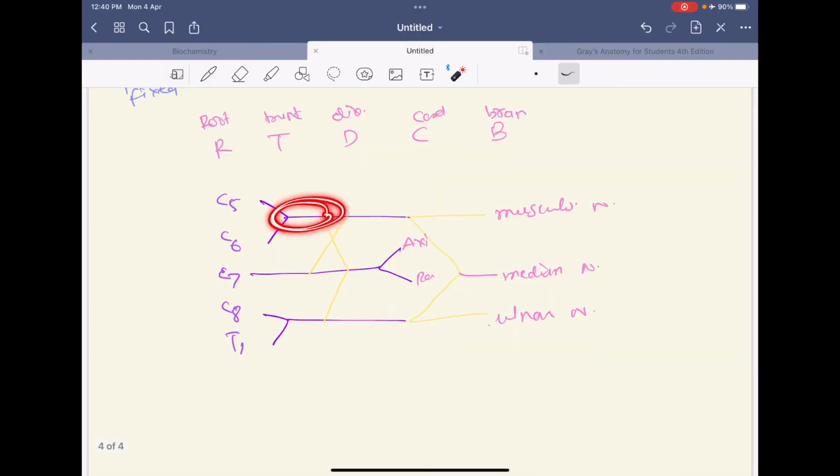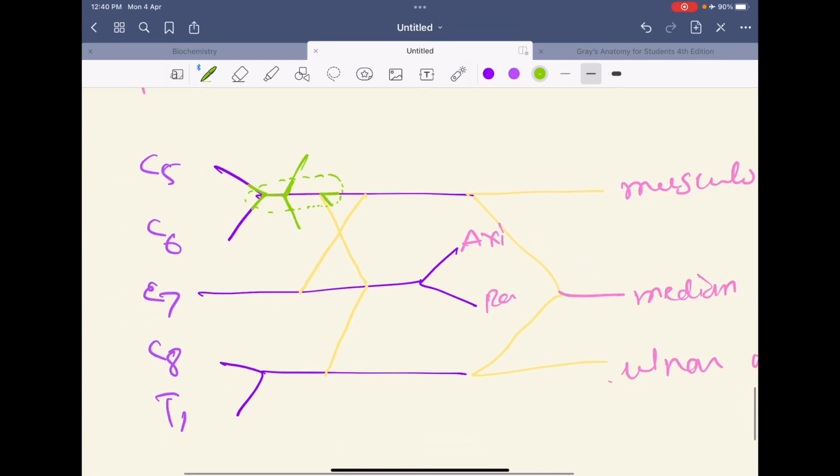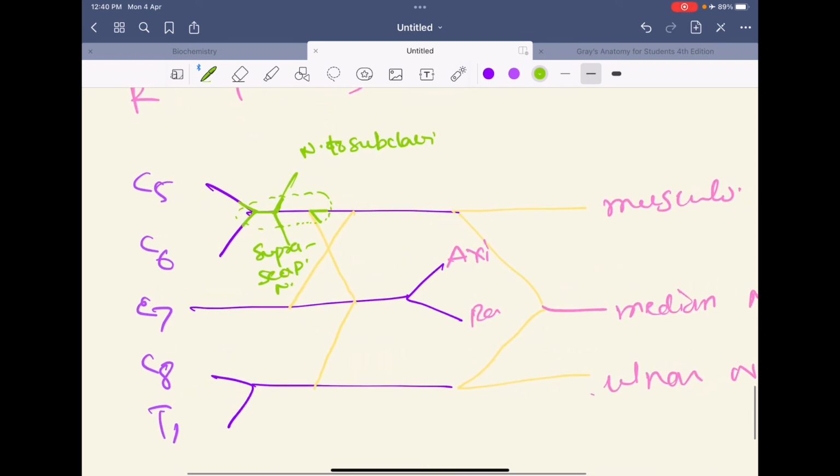So you can make this the Erb's point. Let me draw. So this is Erb's point. 1, 2, 3, 4, 5, and 6. 6 nerves are meeting at this point, so it's called Erb's point. So what are the 6 nerves? This is nerve to subclavius and suprascapular nerve.